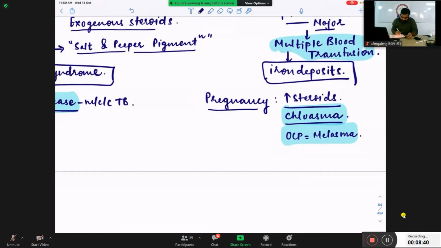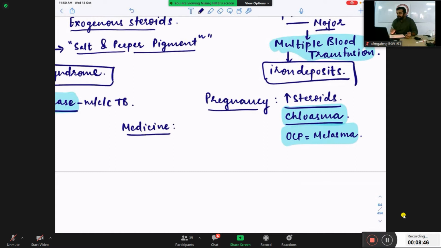Which medicine can cause hyperpigmentation? One we already discussed: oral contraceptive pills can cause hyperpigmentation. Clofazimine. In which disease do we use clofazimine? We use clofazimine in leprosy, right?